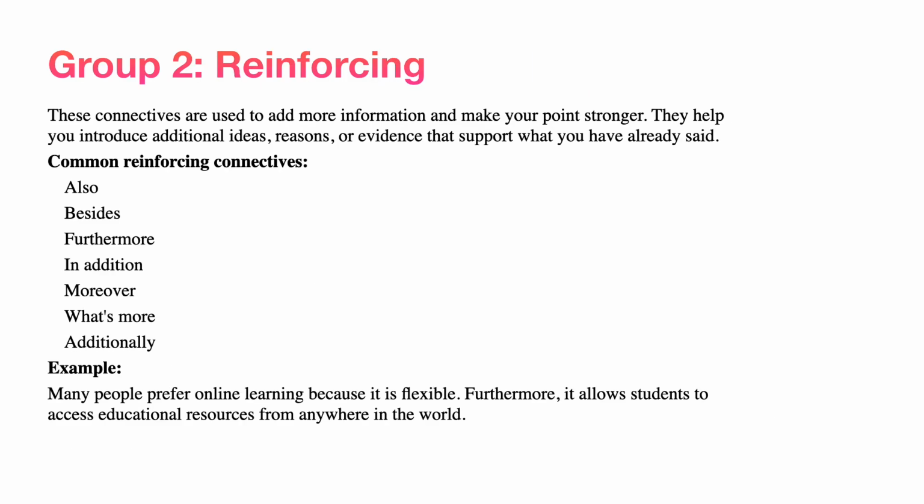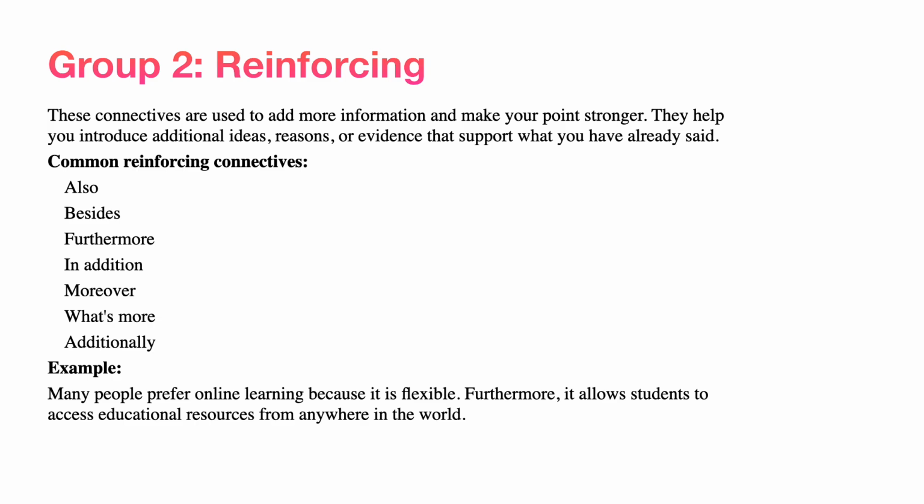Now let's move to group 2, reinforcing. These connectives are used when you want to add more information to an idea and make your argument stronger. They help you introduce extra reasons, supporting points or evidence. In simple terms, when you have already made a point and want to say something more that supports it, you can use reinforcing connectives. Some common reinforcing connectives are also, besides, furthermore, in addition, moreover, what's more, additionally.